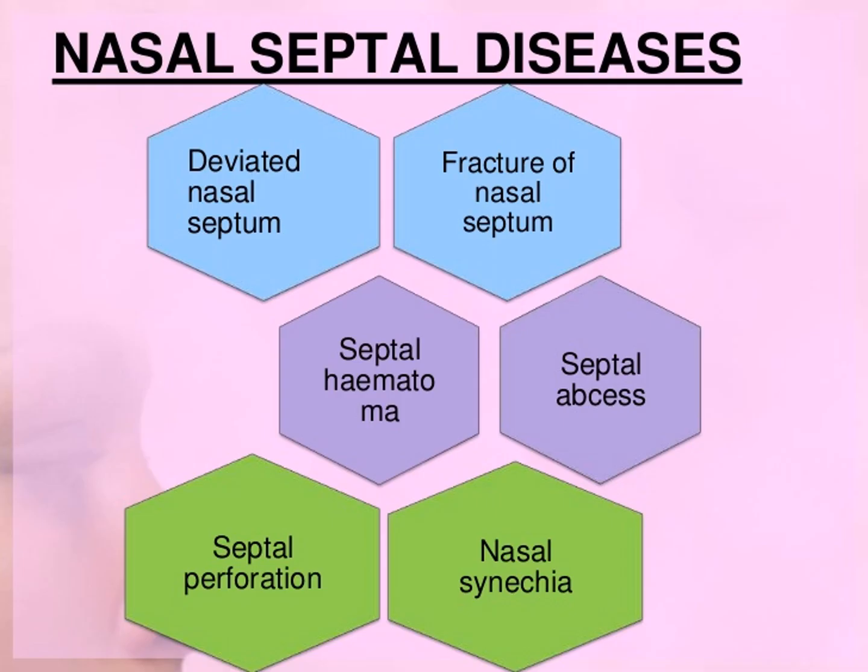The nasal septal diseases are further classified into deviated nasal septum, which is the most common cause of nasal blockage and the most common disease of the nose. Then fractured nasal septum, septal hematoma, septal abscess, septal perforation, and nasal synechiae, which can occur in itself or as a complication of one or the other diseases.